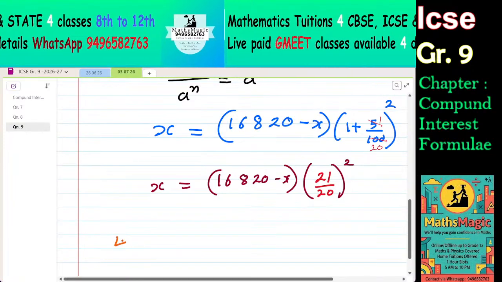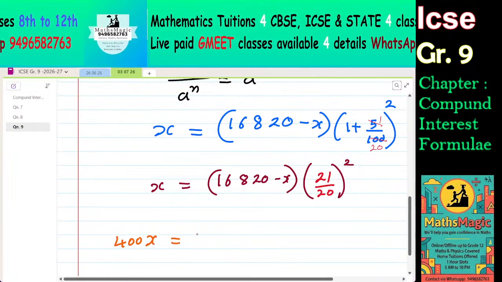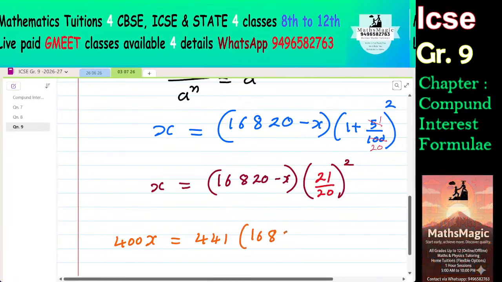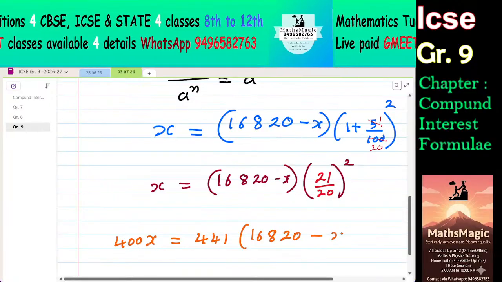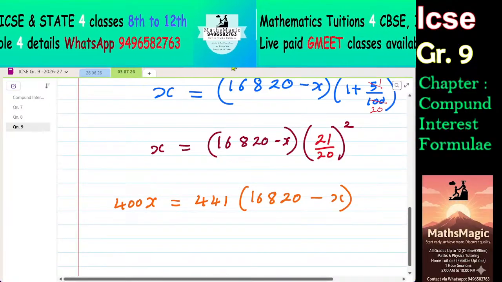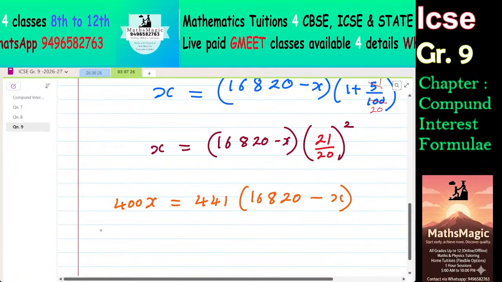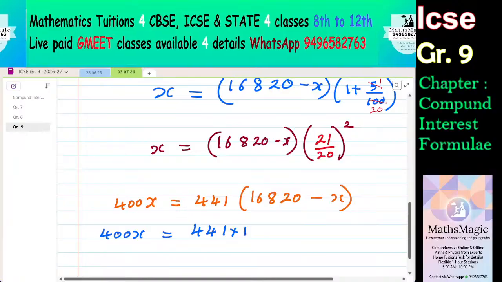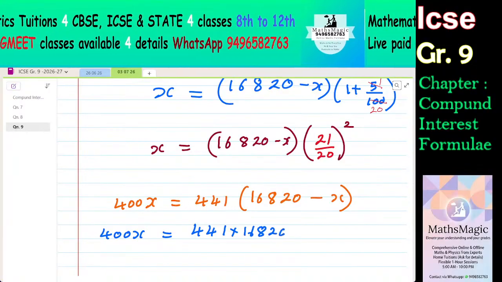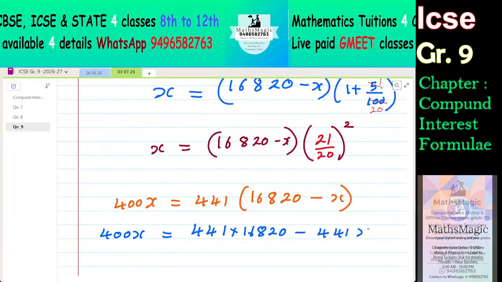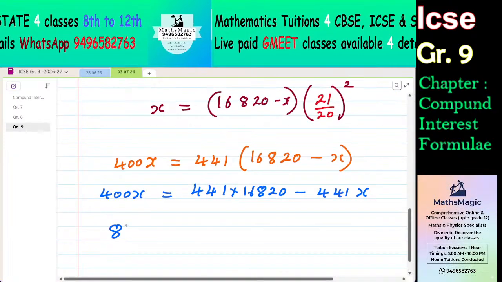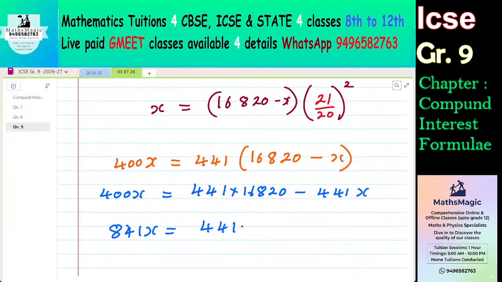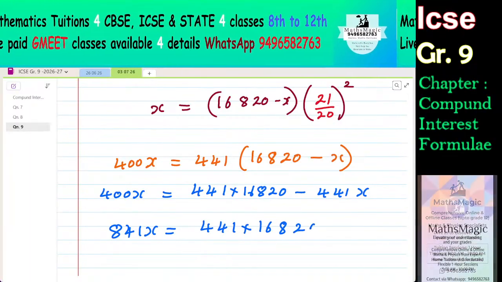So 400x gives 441 times (16820 minus x). No need of actually multiplying it. So 400x gives 441 times 16820 minus 441x. So 841x gives 441 times 16820.